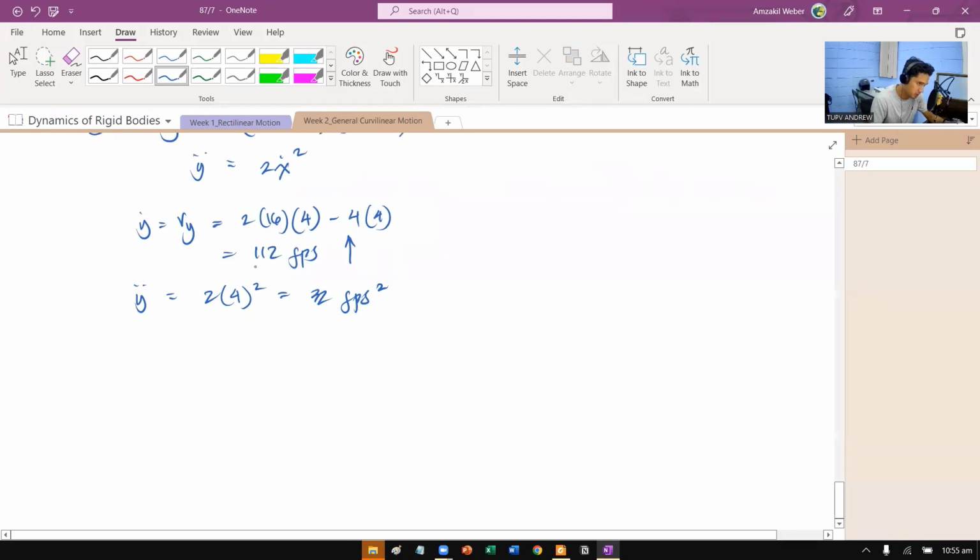Since our Vy is positive, then it is up. Positive is up. Since our acceleration is positive, the same sign as the velocity, therefore they should have the same direction.